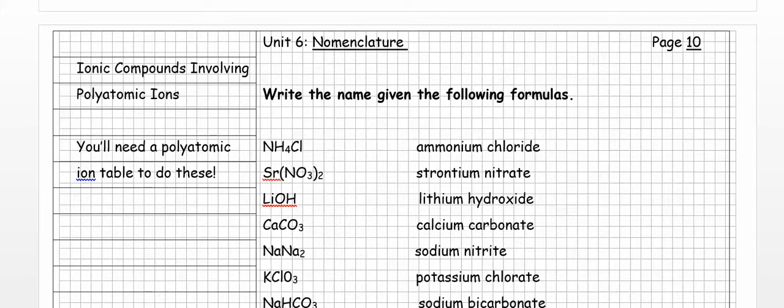All right, let's go ahead and get started. I want to welcome you back to Unit 6. This is nomenclature. We are naming chemical compounds of all types, covalently bonded compounds. We've taken a look at simple ionic compounds, that's binary ionic compounds. We've looked at compounds involving transition metals, and now we're looking at ionic compounds involving polyatomic ions.